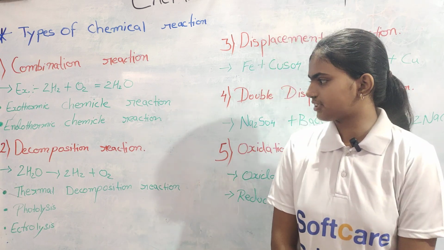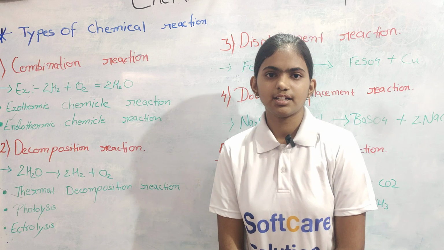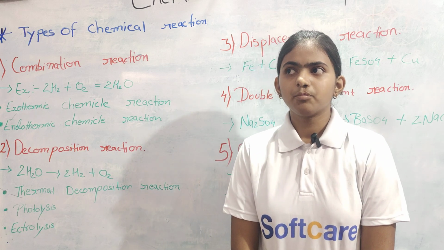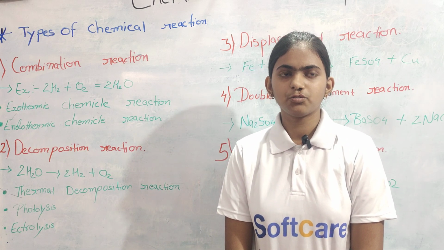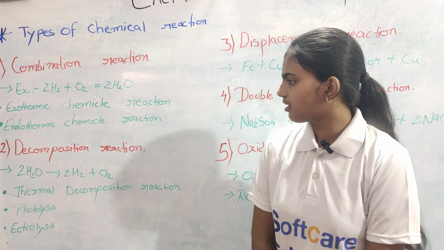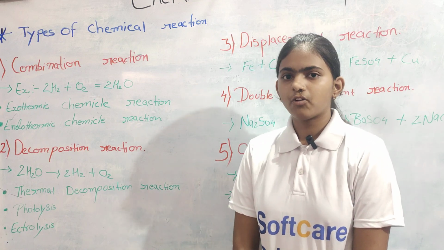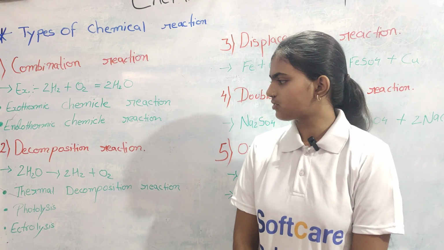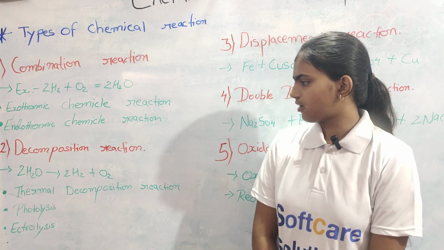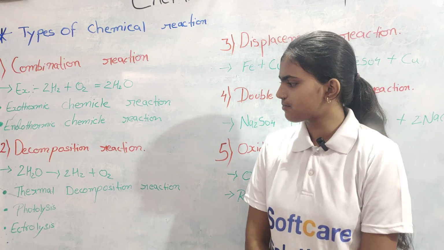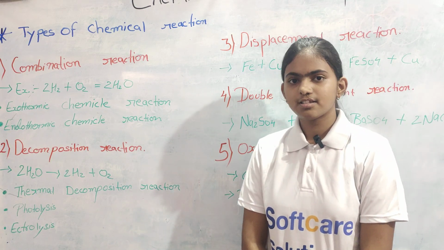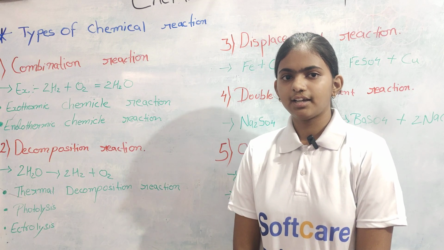Second, decomposition reaction. A decomposition reaction is a reaction in which a single substance breaks down to form 2 or more products. Example, water breaks down into 2 parts, hydrogen and oxygen. There are 3 types of decomposition reaction. First, thermal decomposition reaction. Second, electrolysis.